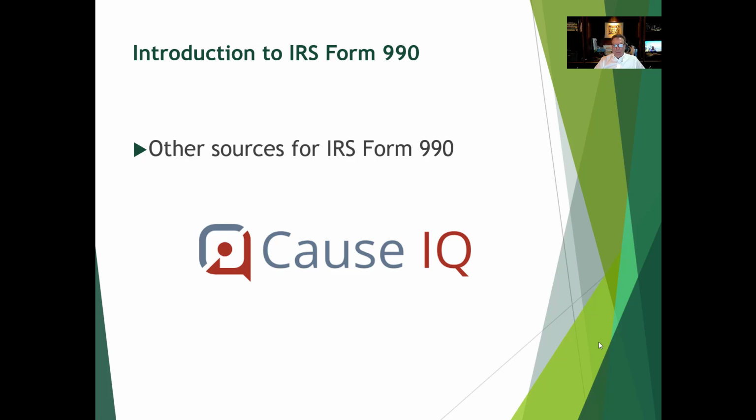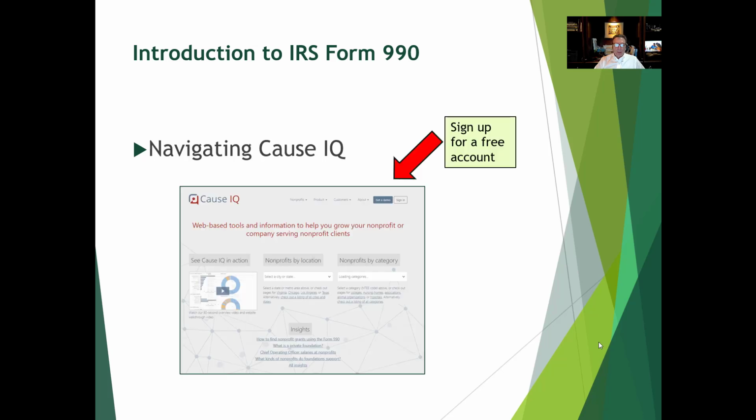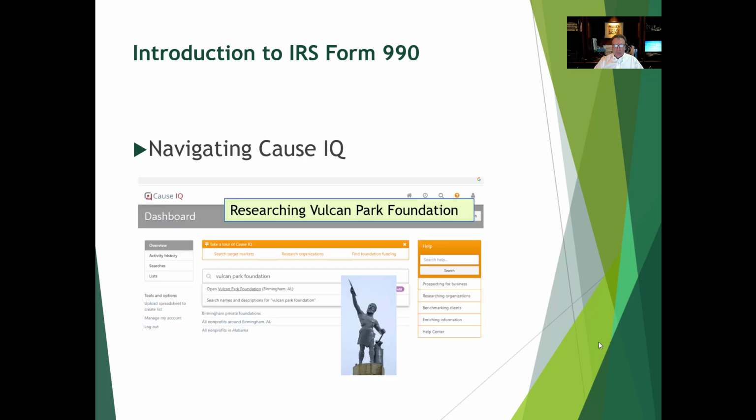Cause IQ is a very, very helpful third-party source that is free. You have to establish an account. You sign up for a free account, and most of its services that, at least at this point, you would need are free. If you're really going to be a super user, you might have to get a subscription.